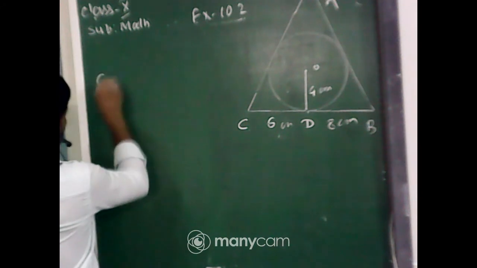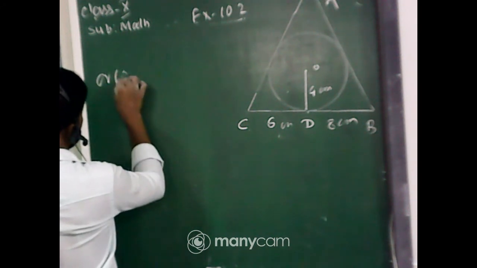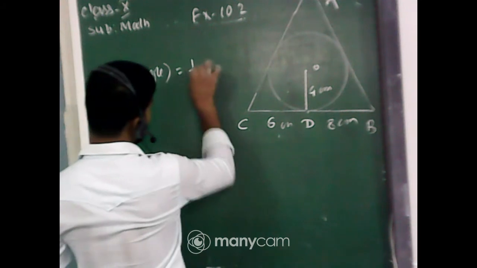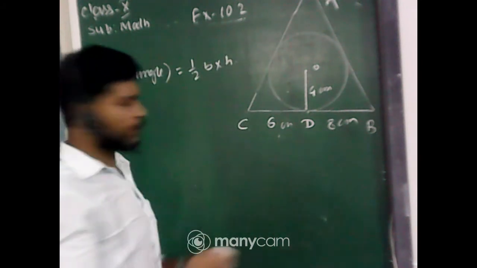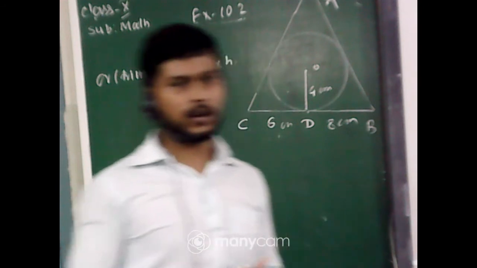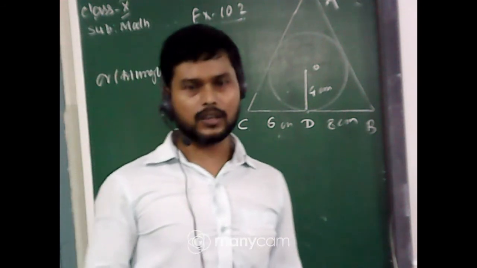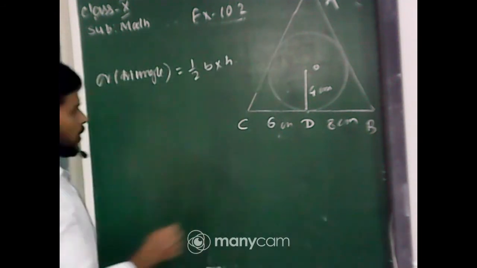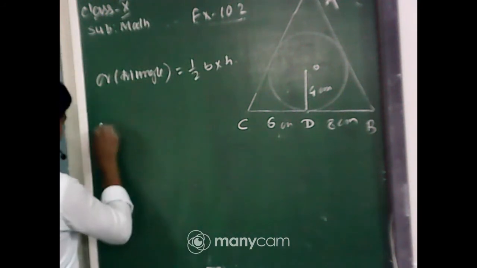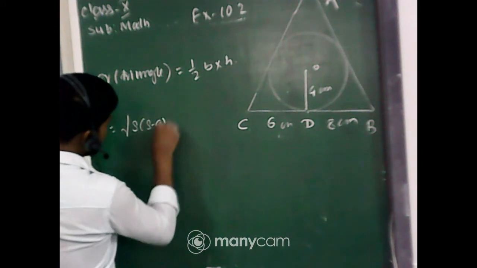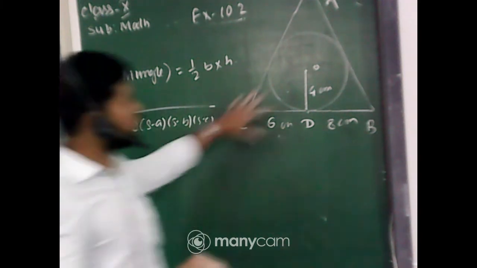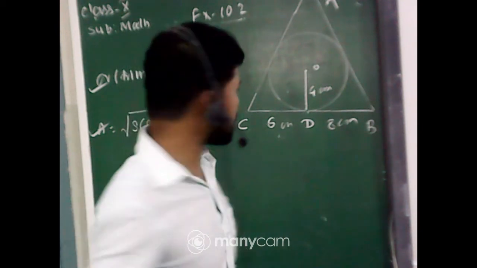First is, what is the area of a triangle? The formula is half into base into height. And in class 9, we learned a formula to find the area of a triangle whose all sides are given. The formula is known as Heron's formula: area equal to under root of S into S minus A, S minus B, S minus C. We'll have to use these two ideas to solve the problem. Okay, so let's see how to solve the problem.